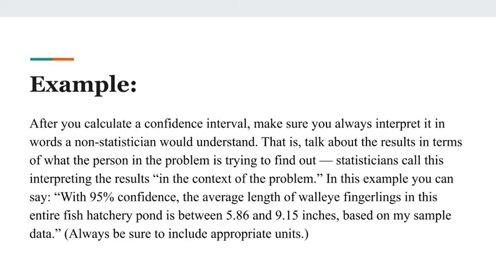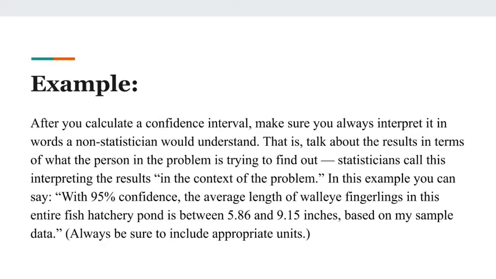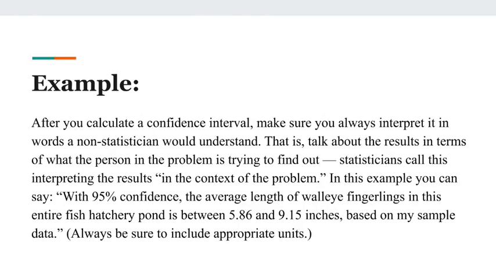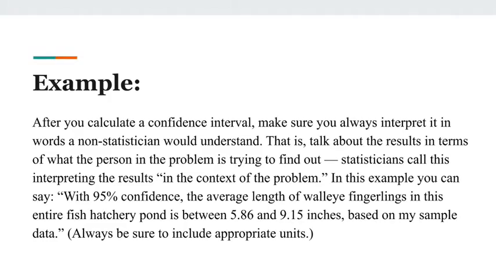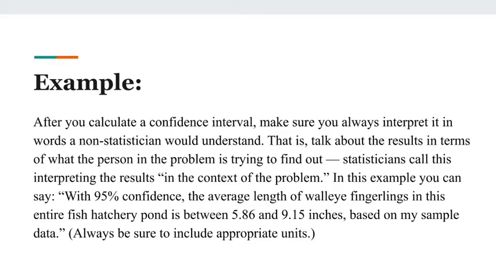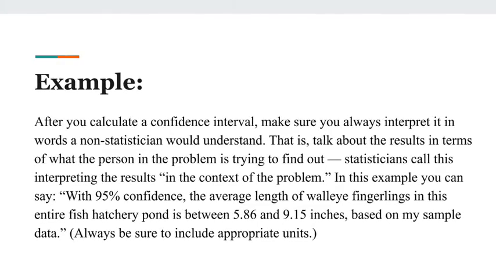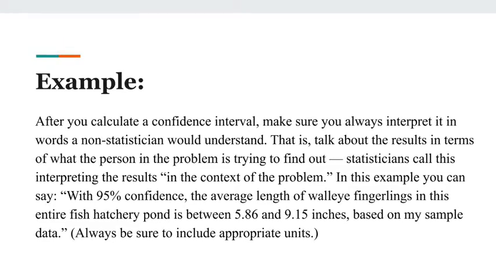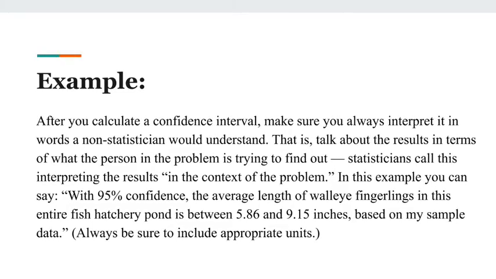After you calculate a confidence interval, make sure you always interpret it in words a non-statistician would understand. That is, talk about the results in terms of what the person in the problem is trying to find out. Statisticians call this interpreting the results in the context of the problem. In this example, you can say, with 95% confidence, the average length of walleye fingerlings in this entire fish hatchery pond is between 5.86 and 9.15 inches, based on my sample data.